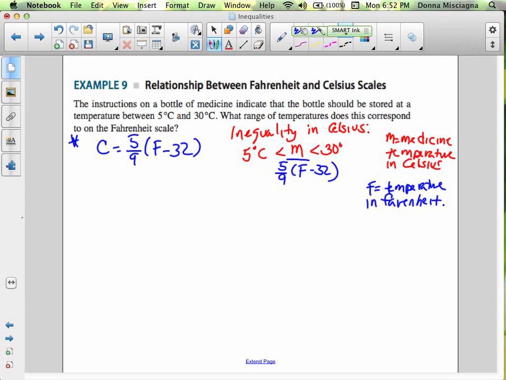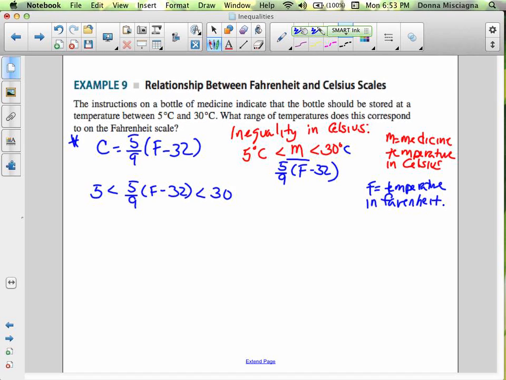Right, and so if you didn't know what the relationship was, you would have to find that first. So this is actually going to be an easy problem to solve because we're just going to replace M with 5/9 times F minus 32. That's going to give us, and I'm going to leave off the degrees and the Celsiuses on that, because we know that our answer is going to be in degrees Fahrenheit, 5 is less than 5/9 times F, which is the temperature in Fahrenheit, minus 32, which is less than 30.